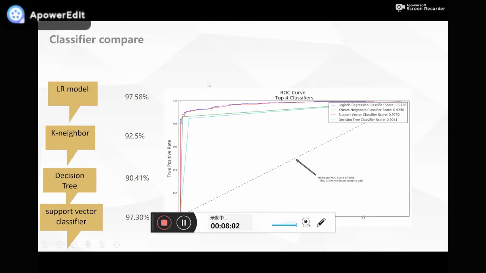And we also compare them in the ROC curve. You can see for the ROC score, the LR model and the support vector are the best, better than these two. And in the ROC curve plot, we can also find that if we draw a vertical line and choose a specific FP, the LR model and the support vector are higher, and these two lines are close to the left line. That means these two are better.